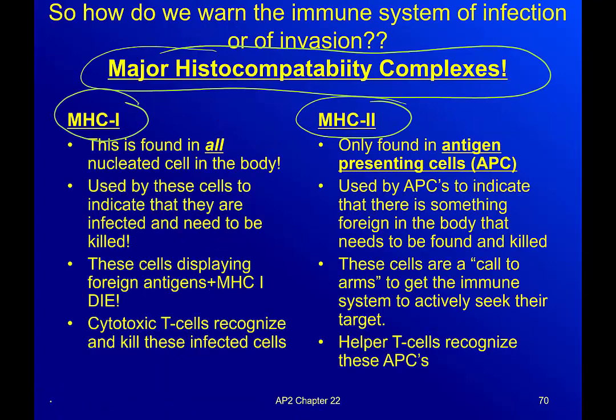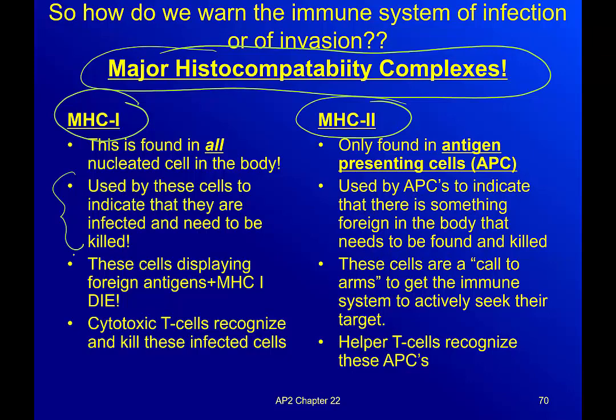MHC1 is a protein inside of my cell that is found in every nucleated cell that I have in my body. If you have a nucleus, you display MHC1. There's only one non-nucleated cell in our body, and that is going to be our red blood cells. So every cell in our body except those has this. And it's basically used by the cell to indicate that they are infected. Remember what I said about viruses and bacteria getting into your cell and hiding inside? This is a way for that cell that has a virus hiding inside to basically raise a flag and say there's something wrong with me.